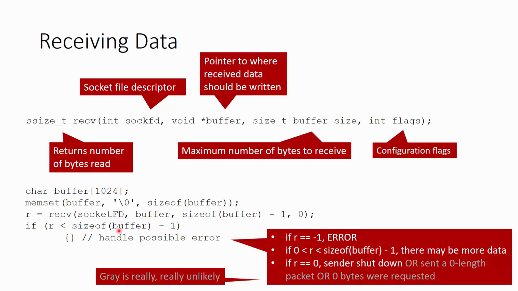So receive takes a socket file descriptor, and then the buffer for where it's going to be putting the data into, the maximum number of bytes that it's receiving, and some configuration flags at the end. So here's some sample code that does that.